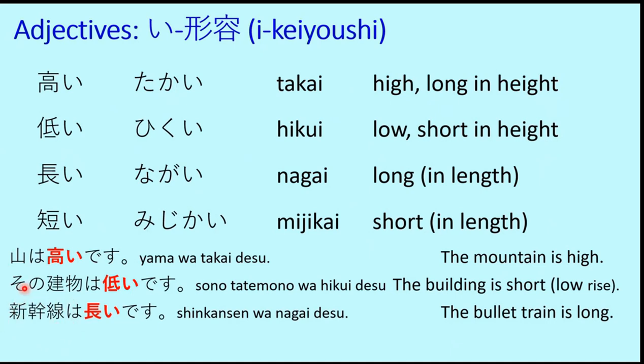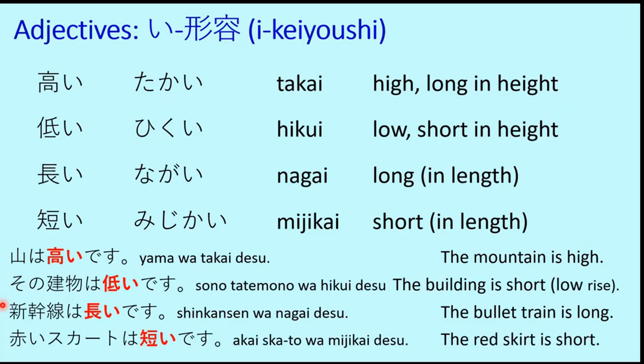So if you go into our playlist of Japanese extra shorts, you will find in one of the videos about this Shinkansen. So do watch it if you get time. Shinkansen wa nagai desu. The bullet train is long. So this time it is talking about the length of the train.